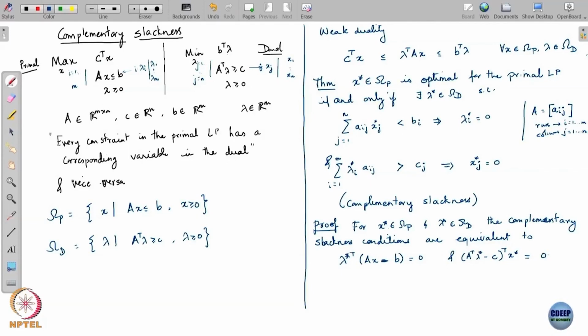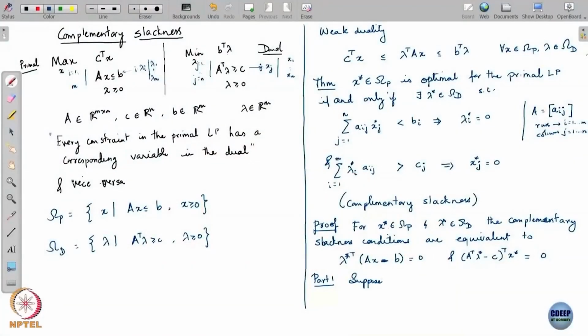Okay. All right. So now we want to show the necessity and sufficiency of complementary slackness for the optimality of x star. Part 1: suppose x star in omega p is optimal for the primal LP. Now, is it possible that the dual is infeasible?